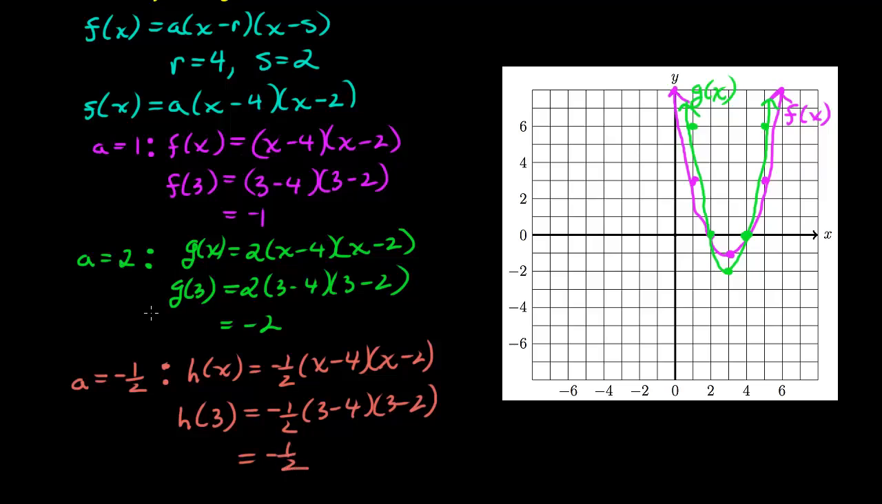So we can plot negative 3 comma negative 1/2. Oh, sorry, this should be positive 1/2. Sorry, guys. Because 3 minus 4 is negative 1, 3 minus 2 is 1. Negative 1/2 times negative 1 is positive 1/2. So this is positive 1/2. So we should put a point here.